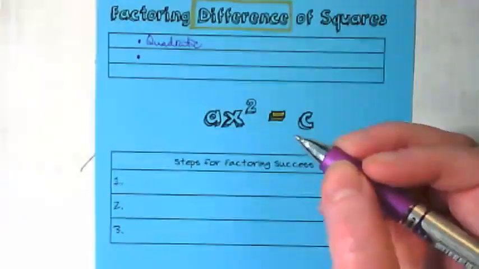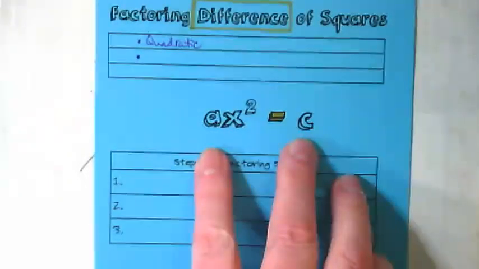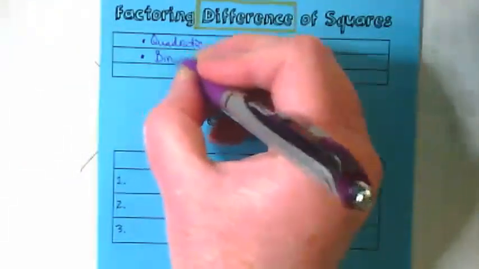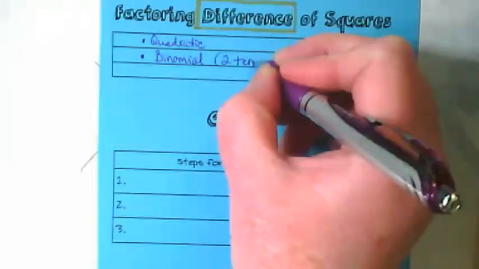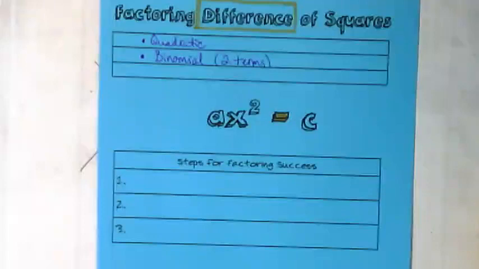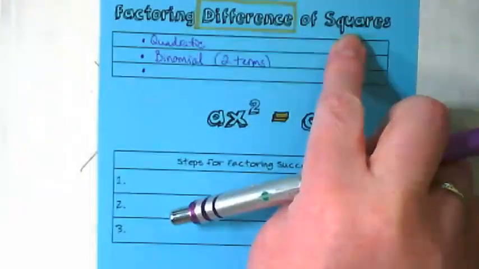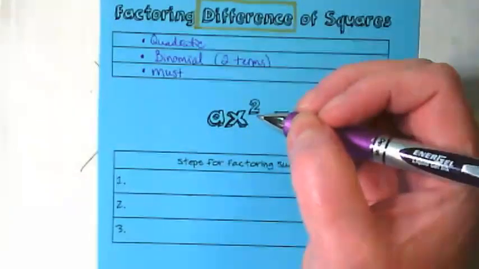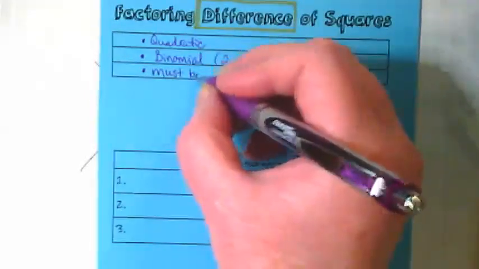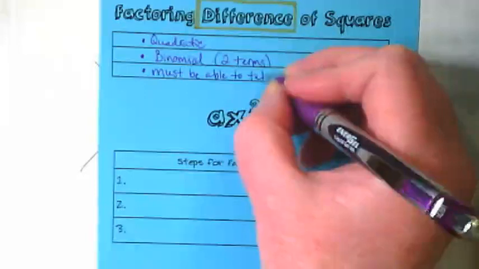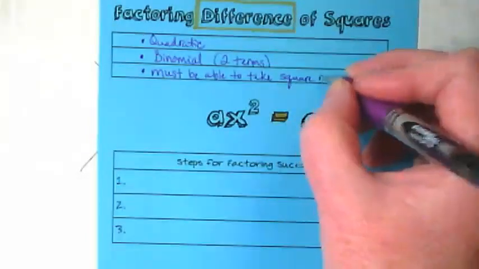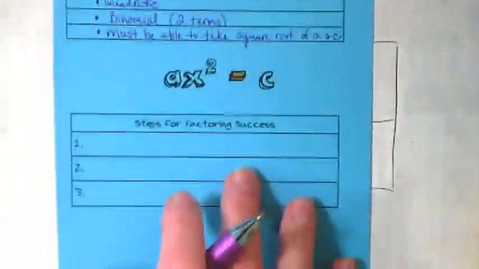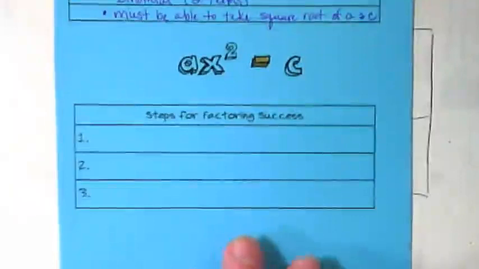And not only is it a quadratic, but there's something different here. How many terms does this have? So instead of a trinomial, this is a binomial. And then the last fact about this is where the squares comes in. This is a longer qualifier. This is going to say must be able to take square root of a and c. And again, we'll go through the steps where this will make sense in just a moment.